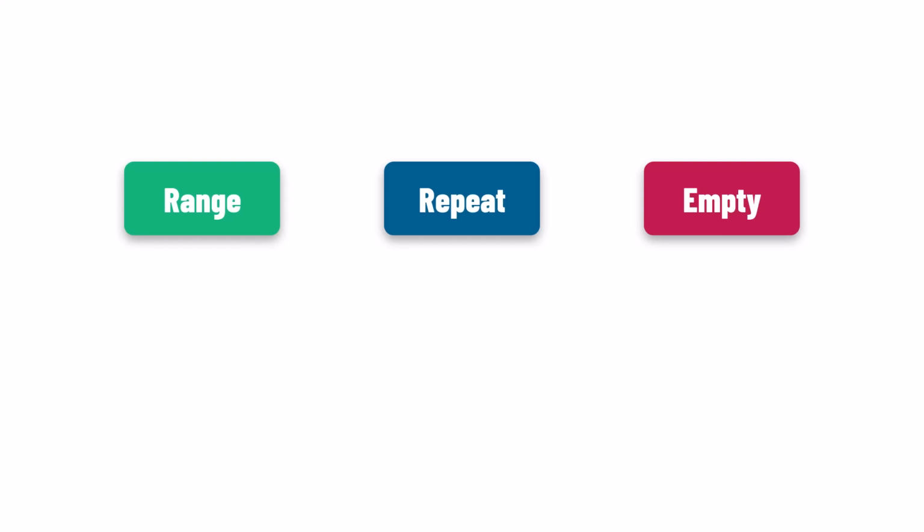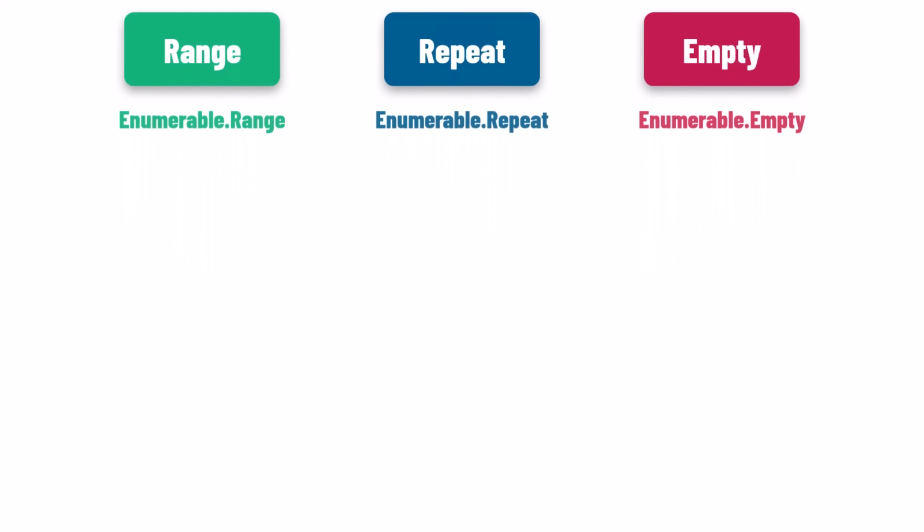In today's video, we're focusing on three unique methods within the LINQ realm: Enumerable.Range, Enumerable.Repeat, and Enumerable.Empty. Let's dive in. Before we delve into each method, it's crucial to understand a key distinction. These methods are static, setting them apart from the commonly used extension methods under the Enumerable or Queryable classes.